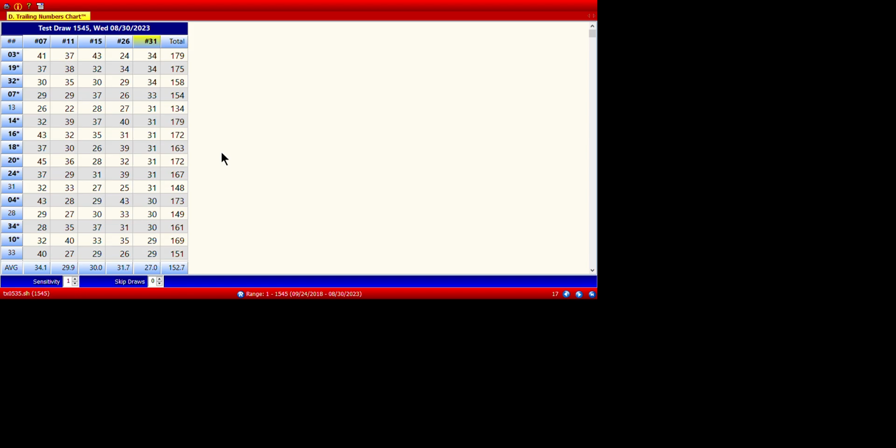13 is the beginning of my 31s. 13 did 31. 14, 31. 19 is a 34. So I'm going to come on down here and do 34 for 19. Okay, 3, 19, and 32, or 34 times. 3, 19, and 32 is 34 times.